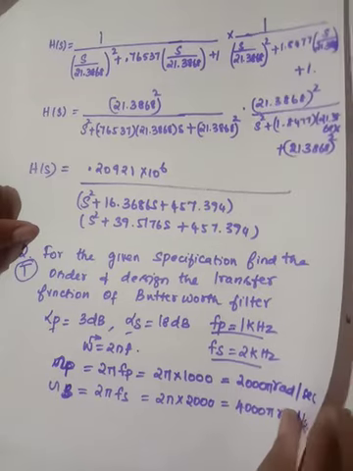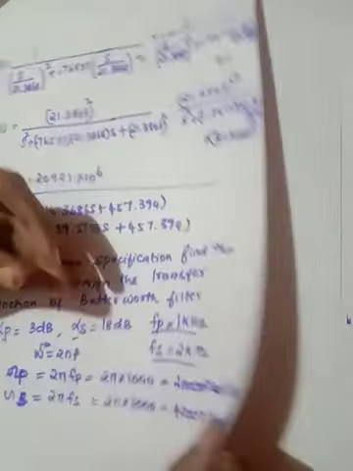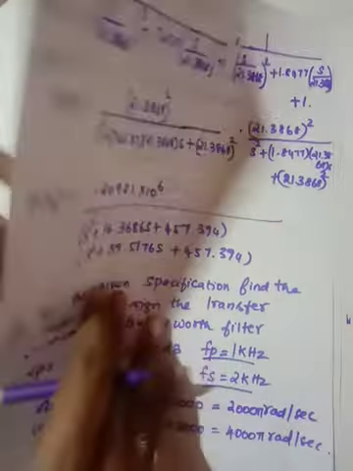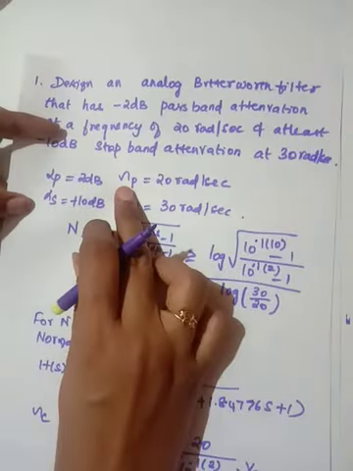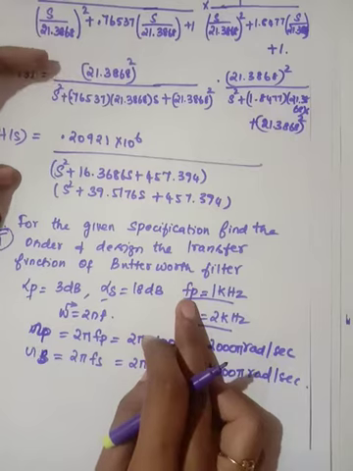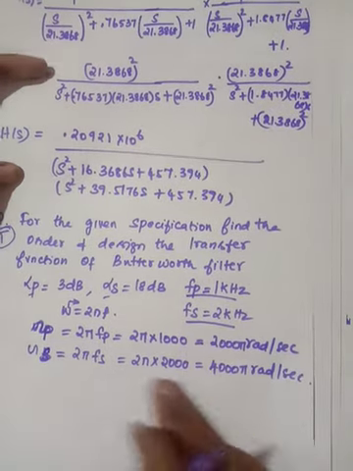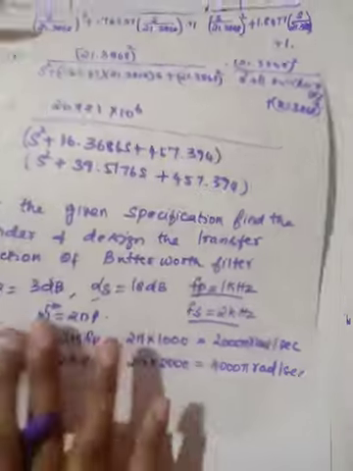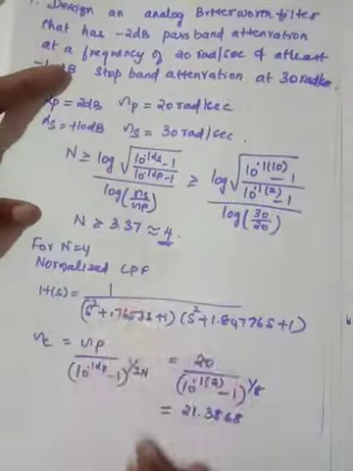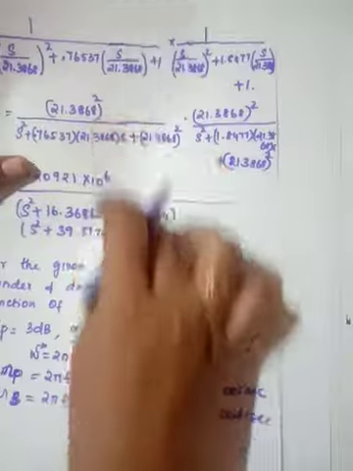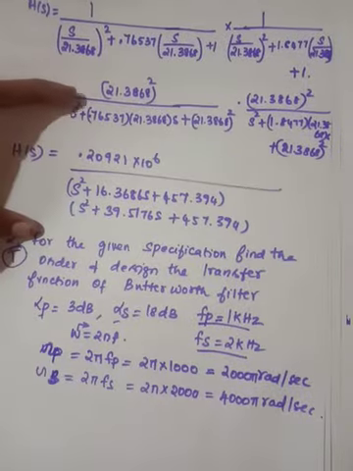First, they will directly give the cutoff frequency, that is, they will give omega p and omega s, otherwise they will give the angular frequency. Here they will give the cutoff frequencies fp and fs. Okay, so from this we need to find omega p and omega s, and you need to proceed in the same manner as we did it, and you have to solve this one.